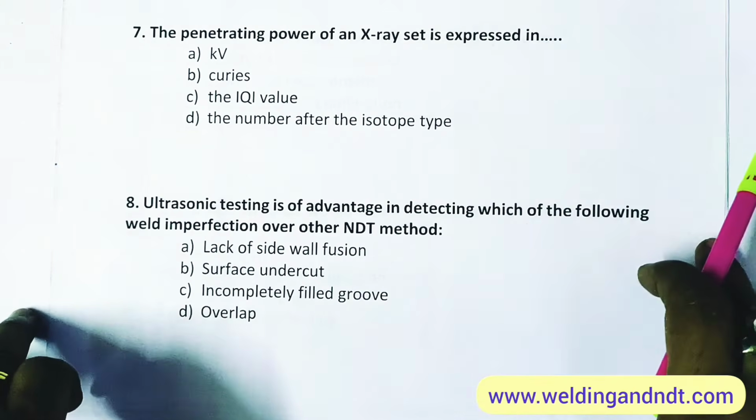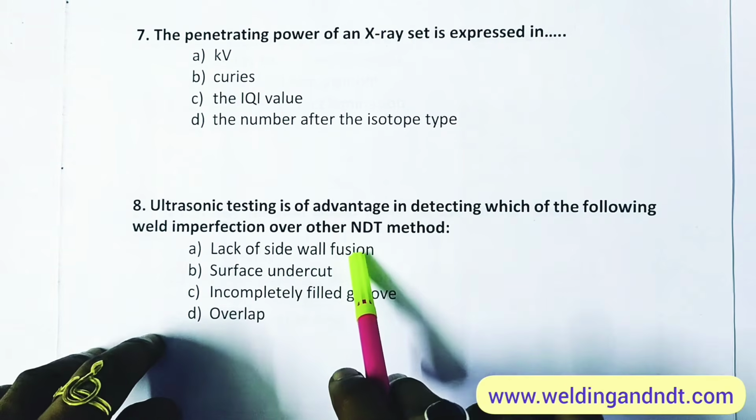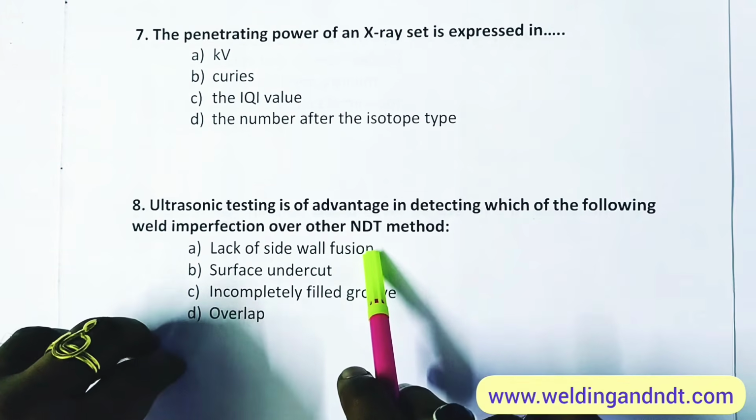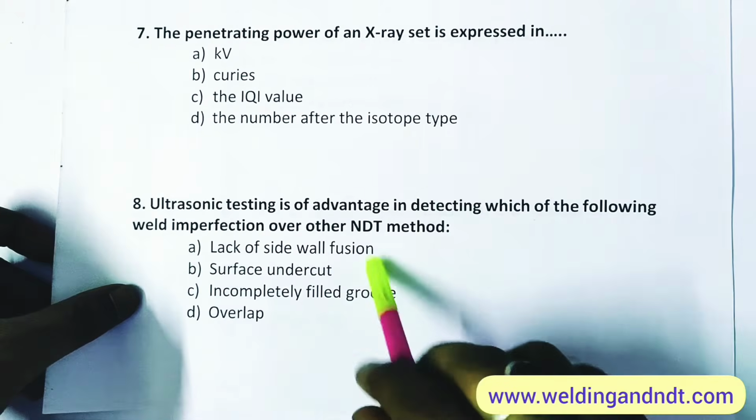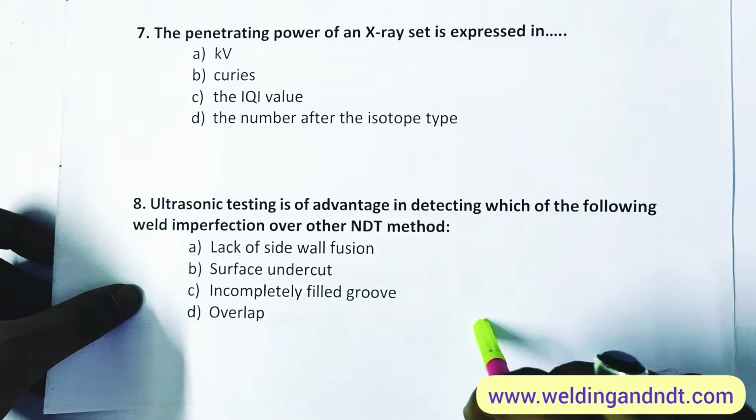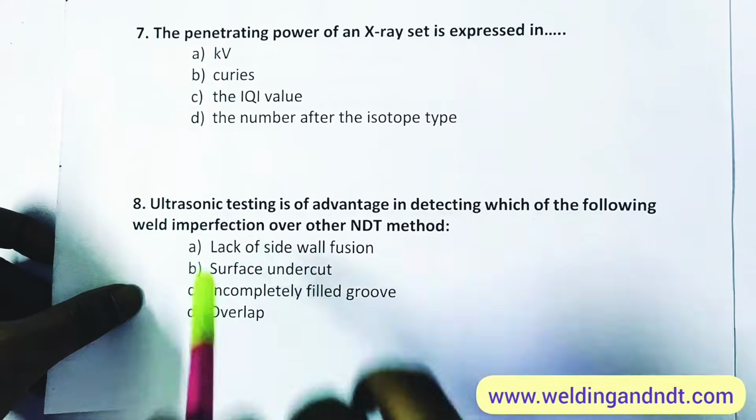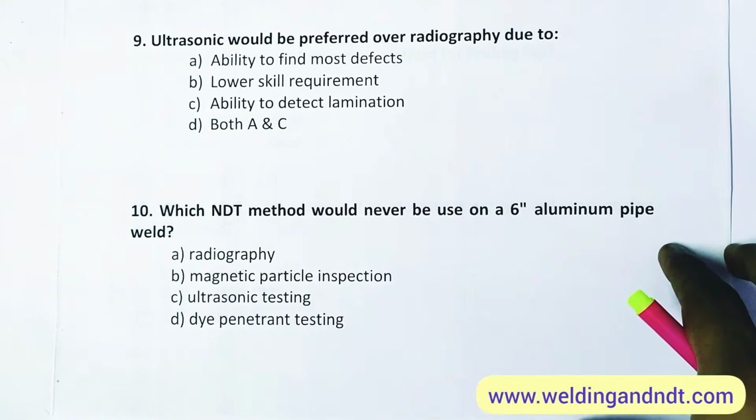So I told you that planar defects like lack of sidewall fusion can be prominently checked by ultrasonic testing. And along with this, I had also told you that lamination defect in parent metal will also be checked by ultrasonic testing only.